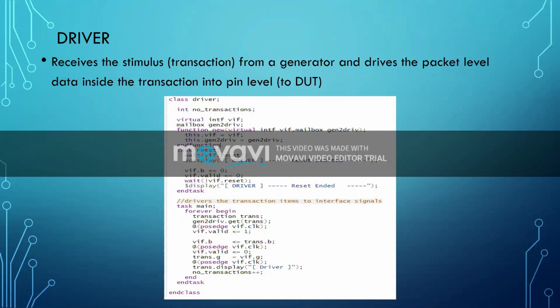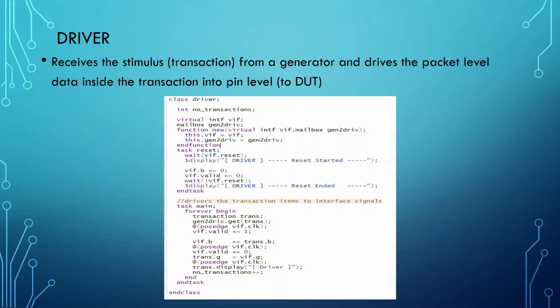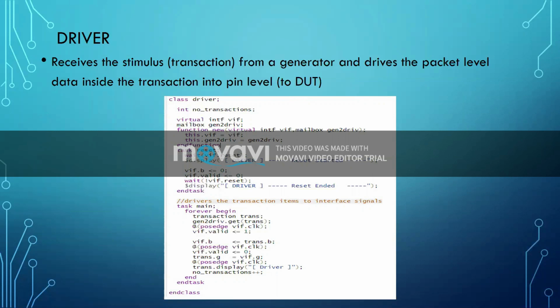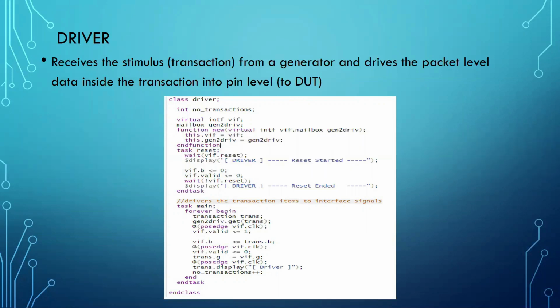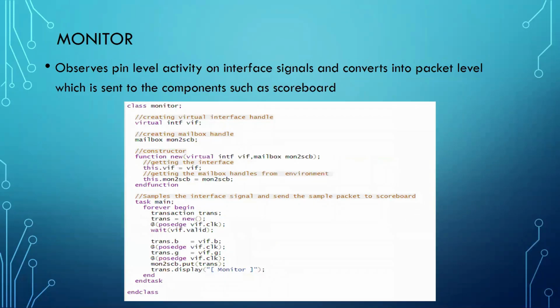And there is a task here for resetting the driver, and once it starts resetting, the virtual interface values are set to 0. Then there is a main task in which all the valid transactions are continuously given to the interface. It is done using a forever loop, and after passing each transaction, the transaction count is incremented. And this is the driver part, and next is the monitor part.